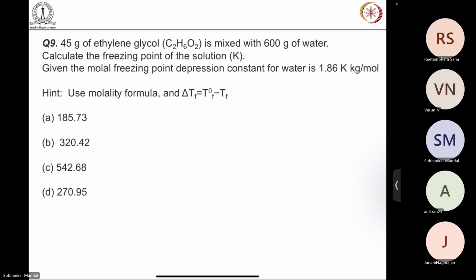The next question is: 45 gram of ethylene glycol is mixed with 600 gram of water. Calculate the freezing point of the solution. Given the molal freezing point depression constant for water is 1.86 Kelvin kg per mole. So they have given the hint: use the molality formula and this formula. Okay, so they have given two options.